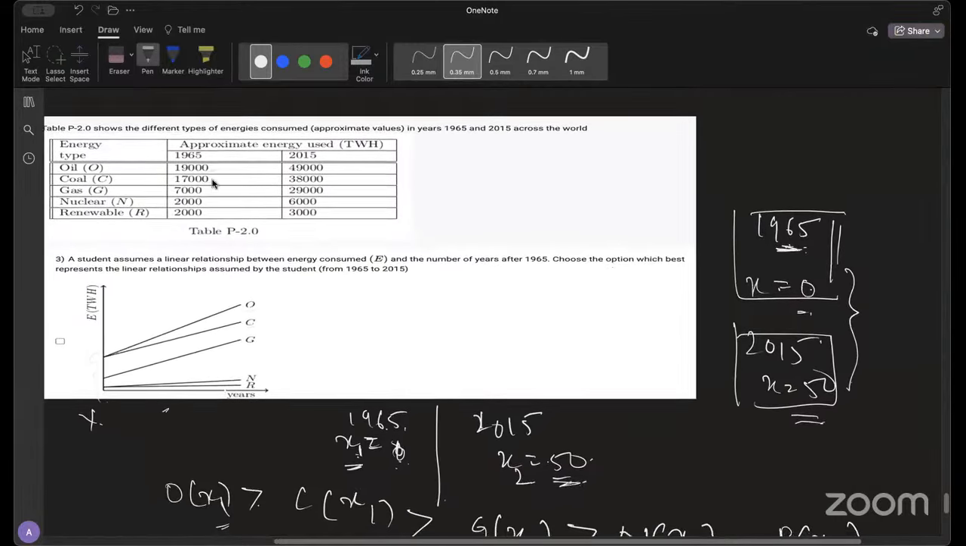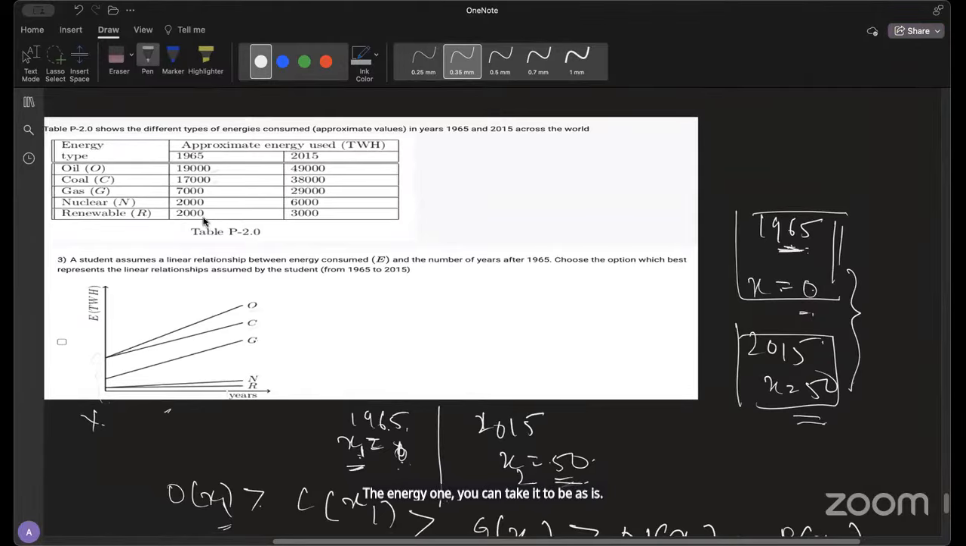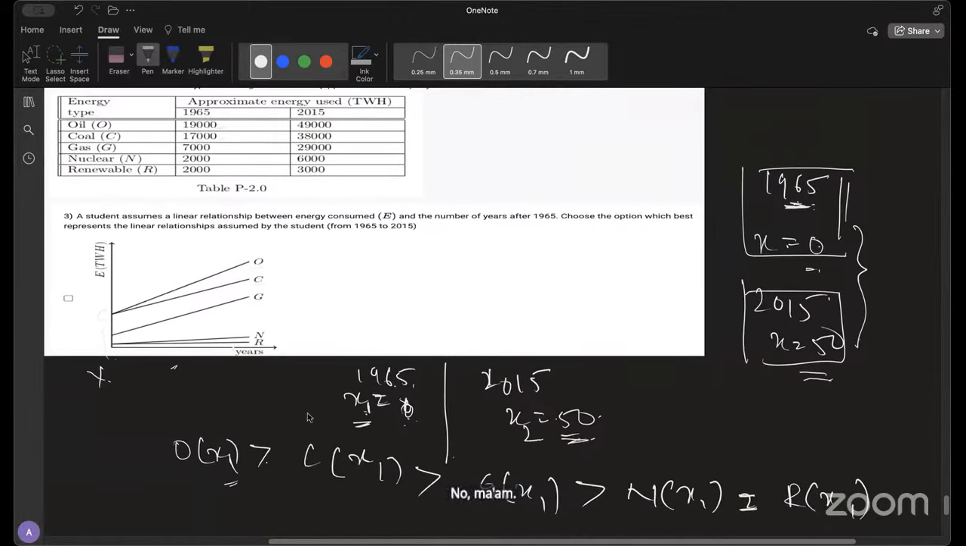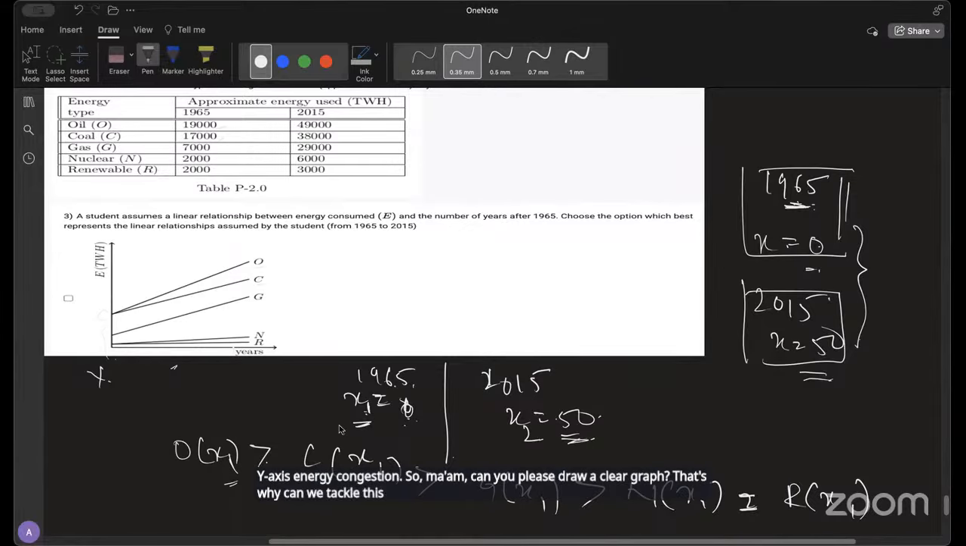The energy one you can take it to be as is. You don't have to change that. No, ma'am, in the y-axis here and the x-axis here, and y-axis is energy consumption. So, ma'am, can you please draw a clear graph, that's why can we tackle this problem.